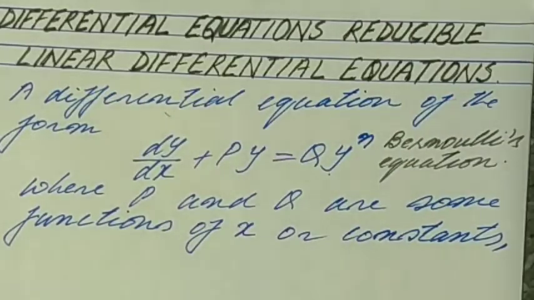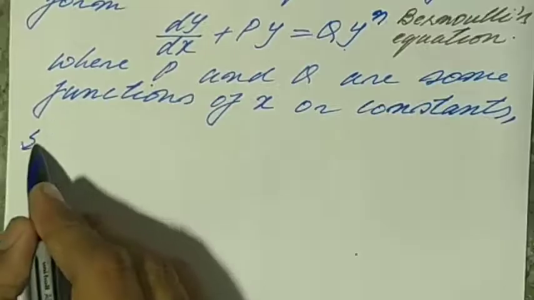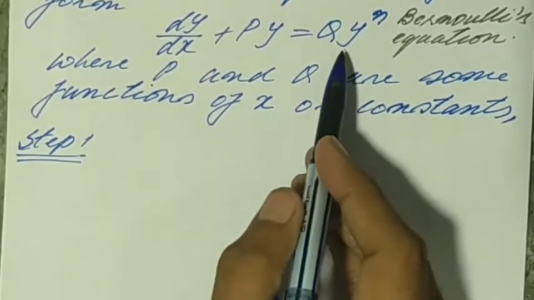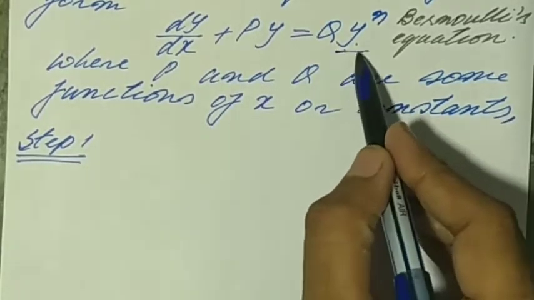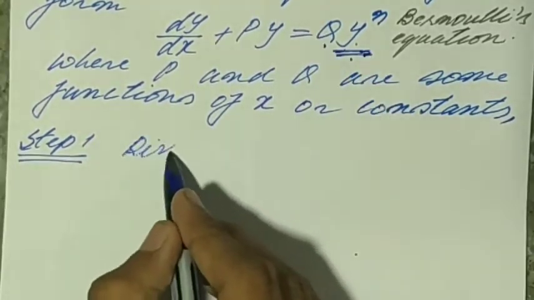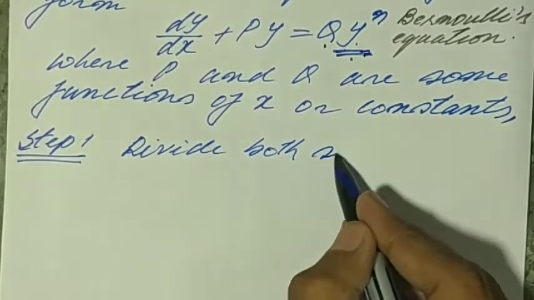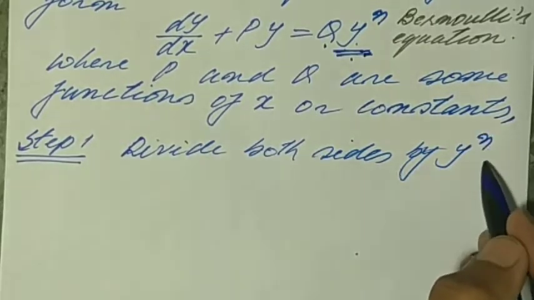So what is the algorithm to reduce a Bernoulli's equation? Now we are going to discuss the method by which Bernoulli's differential equation can be reduced to a linear differential equation. So step 1. In step 1, we need to divide the whole equation, both sides, by y raised to the power n.